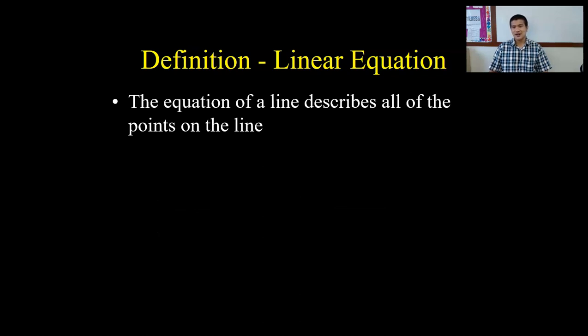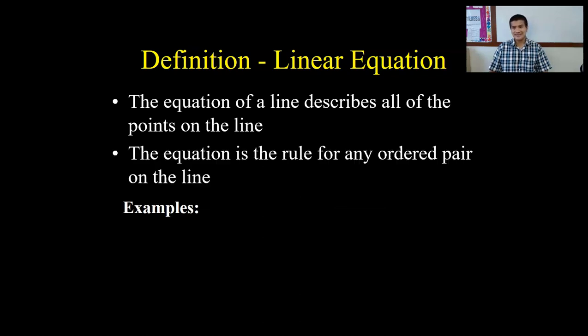The equation of the line describes all of the points on the line. So the equation is the rule for any ordered pair on the line. We have 3x plus 2y minus 8 equals 0, and x minus 7y plus 2 equals 0. These two examples are linear equations, and their graphs will form a straight line.